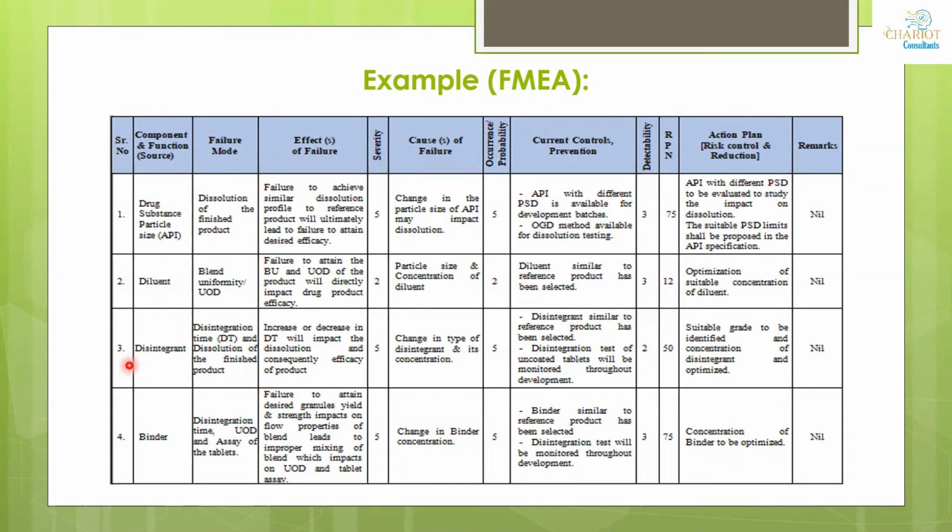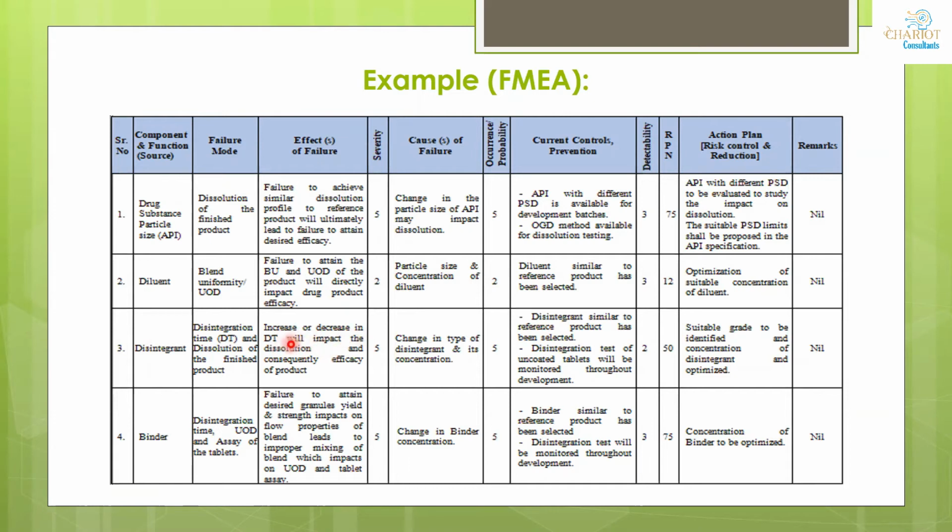Similarly, the disintegrant, if we talk about disintegrant, how can they impact? Disintegration time and also your dissolution. So the disintegrant that you are using can impact your DT, and it can impact your dissolution. So what are the effects?